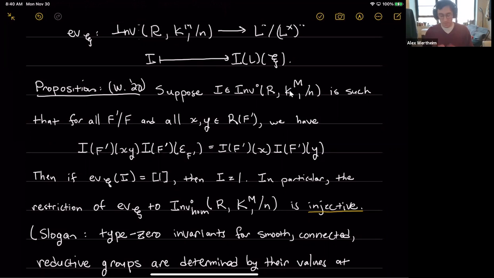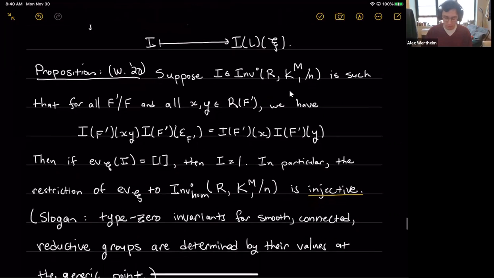So what this tells us immediately, as an important consequence, is that the restriction of the evaluation map at the generic point to the subgroup of invariants which are homomorphic is injective. Because of course, any homomorphic invariant satisfies this almost multiplicativity property. In fact, it satisfies an honest multiplicativity property, which is quite a bit stronger.